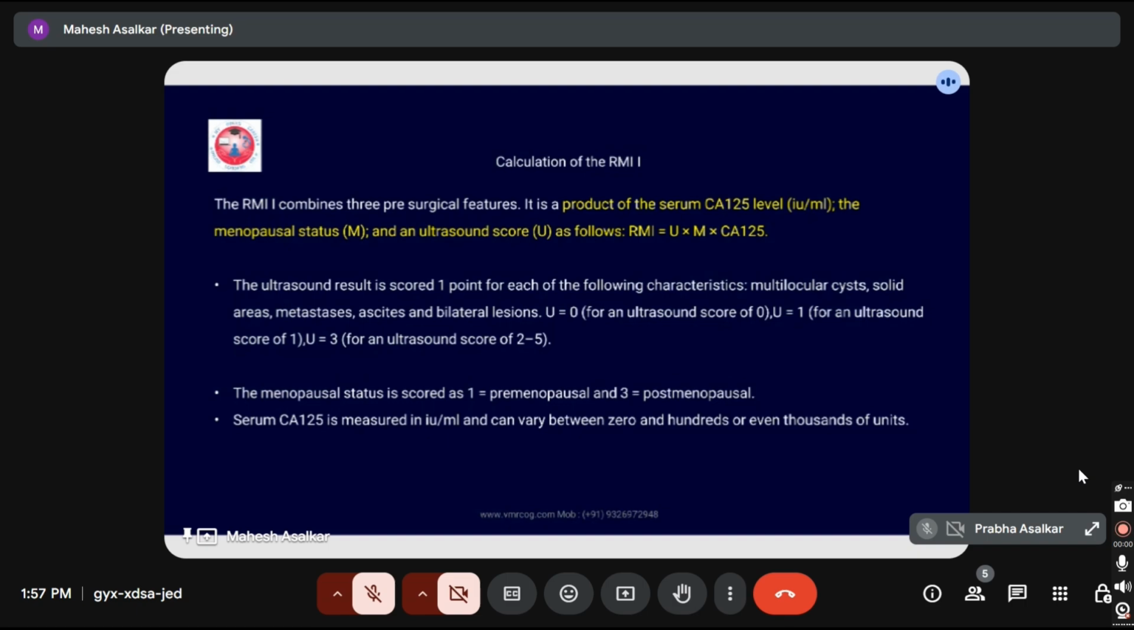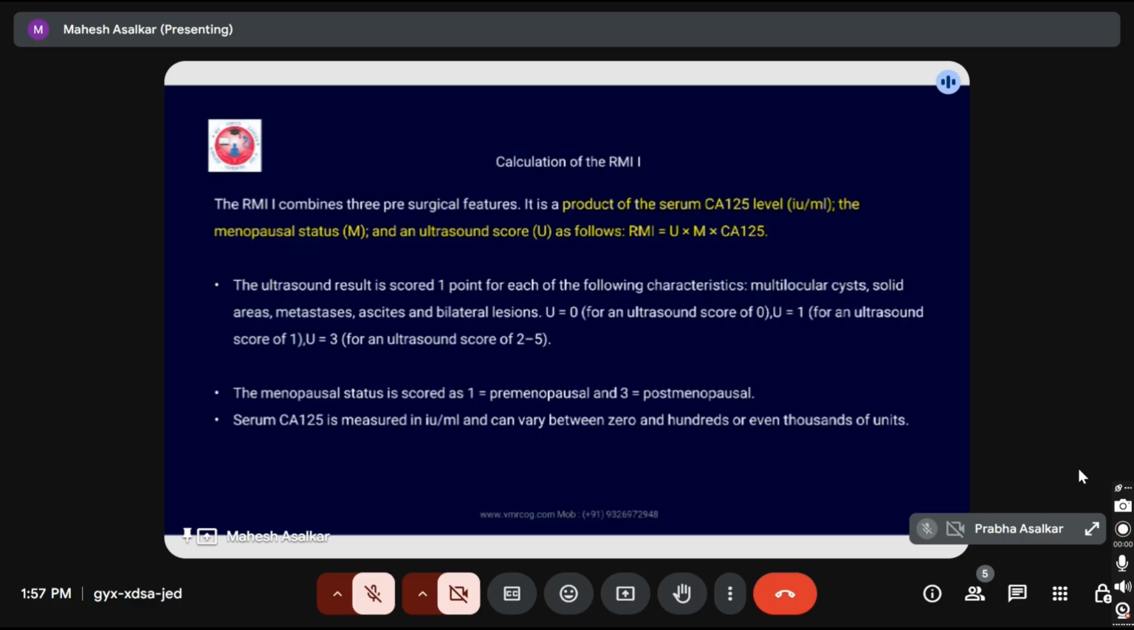So the ultrasound score is 0, 1 and 3. It does not have a score of 2. Did you get it? Sometimes they confuse you and give you 2 features. But when 2 features are present, the ultrasound score becomes 3. Any feature count more than 1, the ultrasound score is 3. Is it clear? Yes, sir.